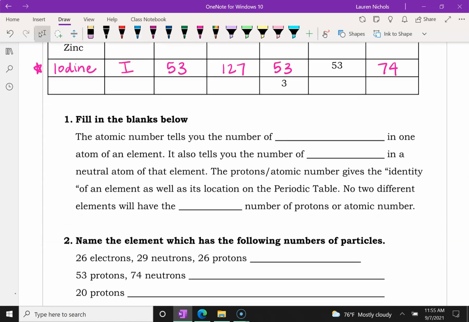Now for your blanks, you should know that the atomic number tells you the number of protons that are in one atom of the element. It also tells you the number of electrons if the atom is neutral. So they're talking about a neutral atom. And the protons, or atomic number, gives the identity of the element as well as its location on the periodic table. The periodic table is arranged by those numbers. Read it like a book, starting at the top and going from left to right. Now, no two different elements will have the same number of protons. If it has 8 protons, it has to be oxygen every single time. If it had 9 protons, it would no longer be oxygen. It would be fluorine, which is number 9 on the periodic table.